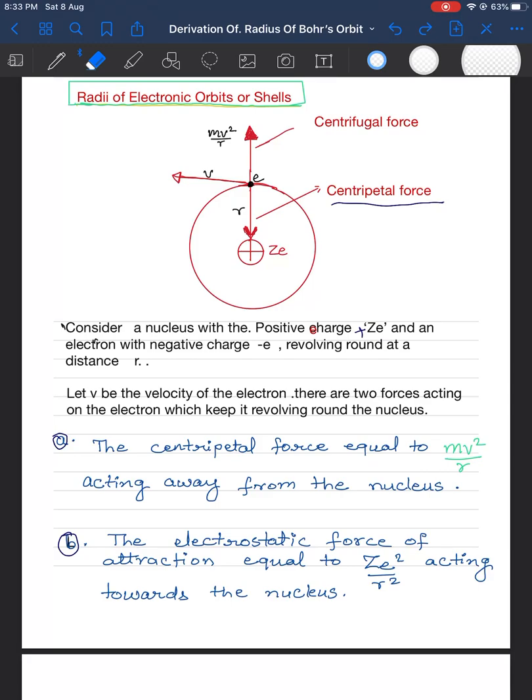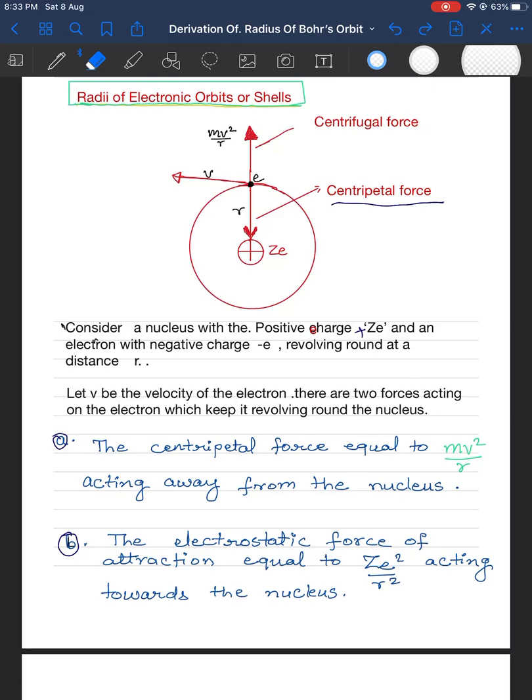Consider a nucleus with positive charge Ze and an electron with negative charge e revolving around it at a distance r. Let v be the velocity of the electron.